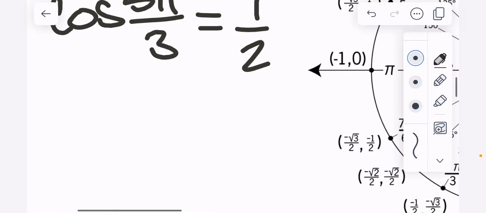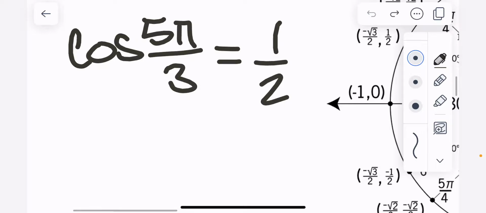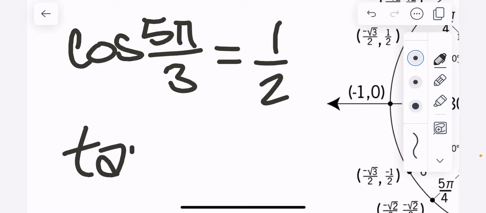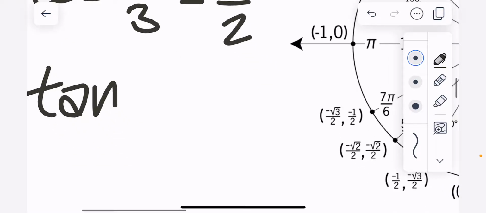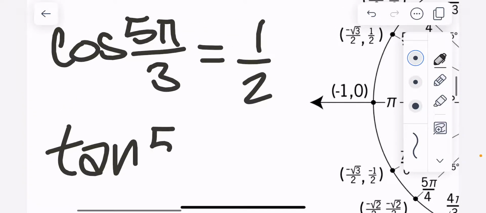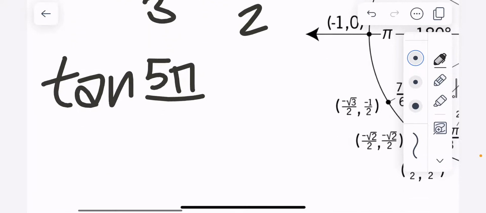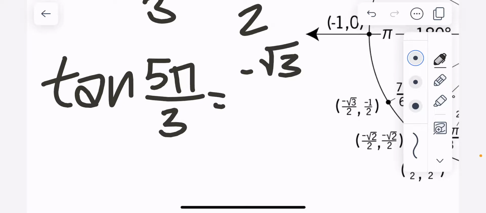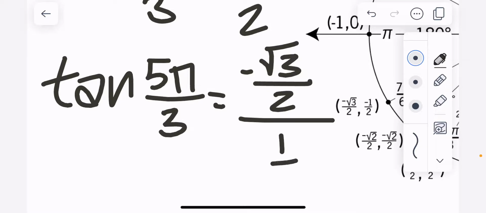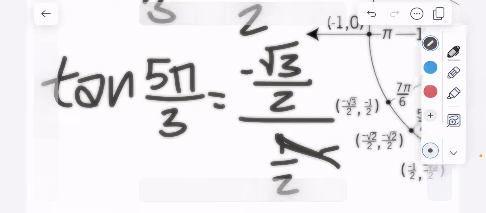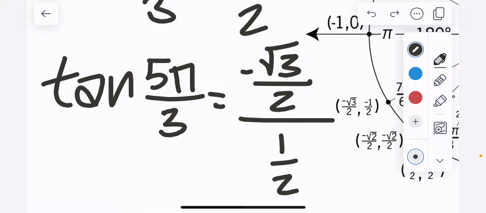Remember, we can write tangent a few different ways. Tangent is adjacent over hypotenuse, but it's also sine over cosine. So let's rewrite that as sine over cosine. Sine was negative square root of 3 over 2, divided by, so that's just my numerator right there, 1/2. If I have a fraction in my denominator, the only way I can get rid of it is by multiplying by its reciprocal. So we're going to multiply both sides by 2 over 1.